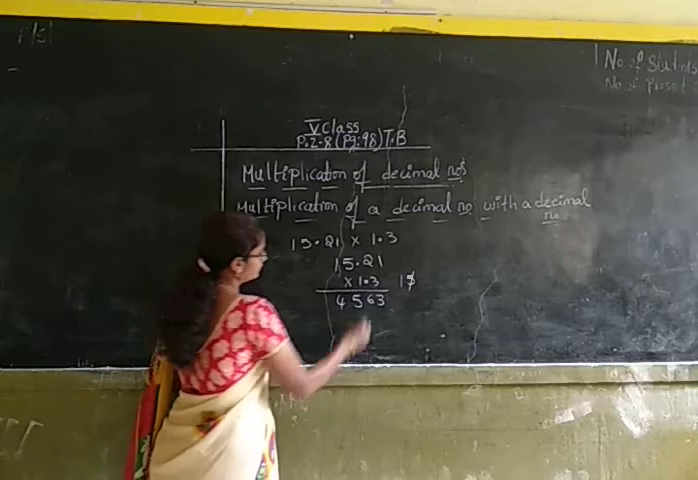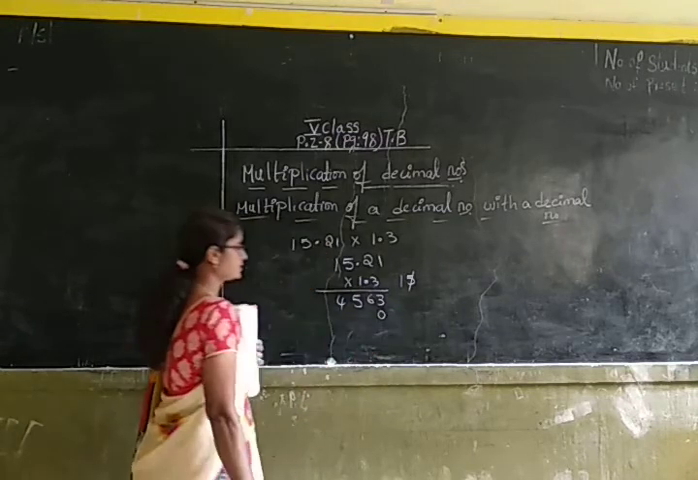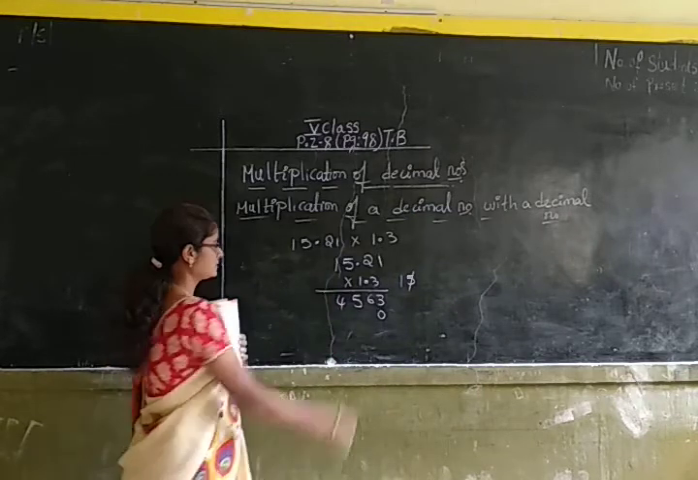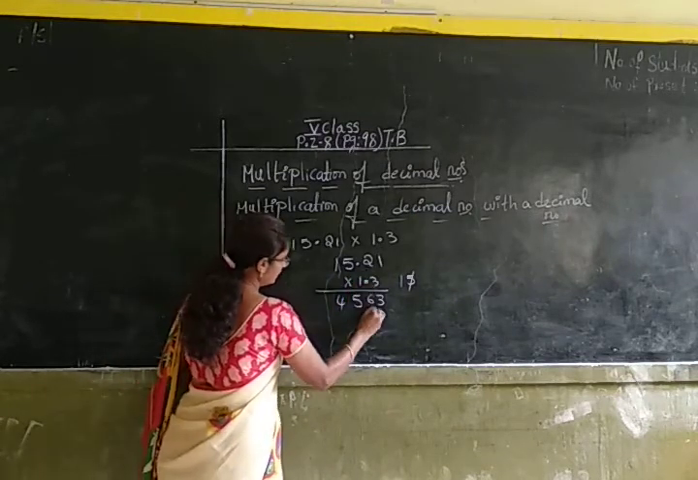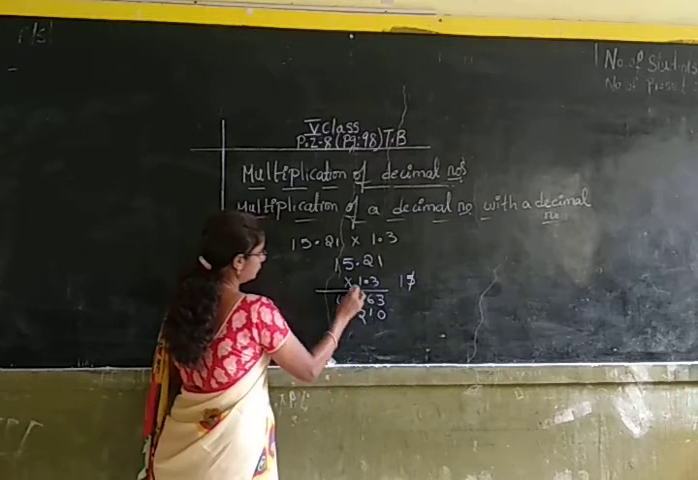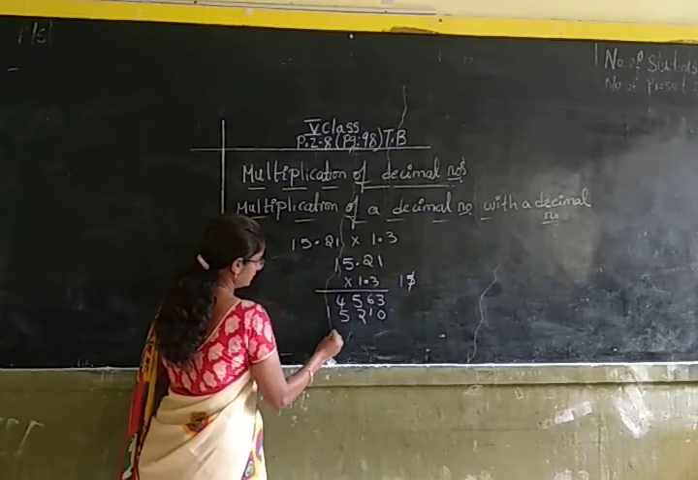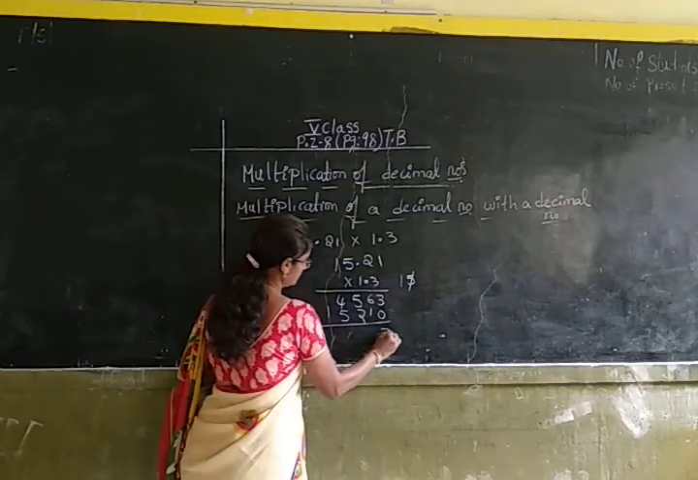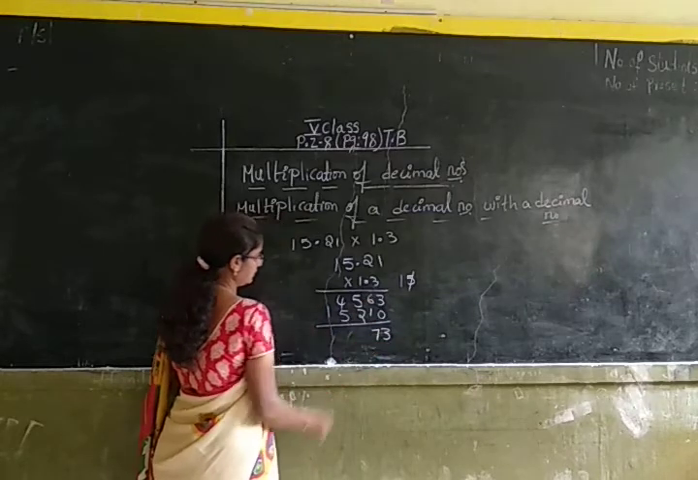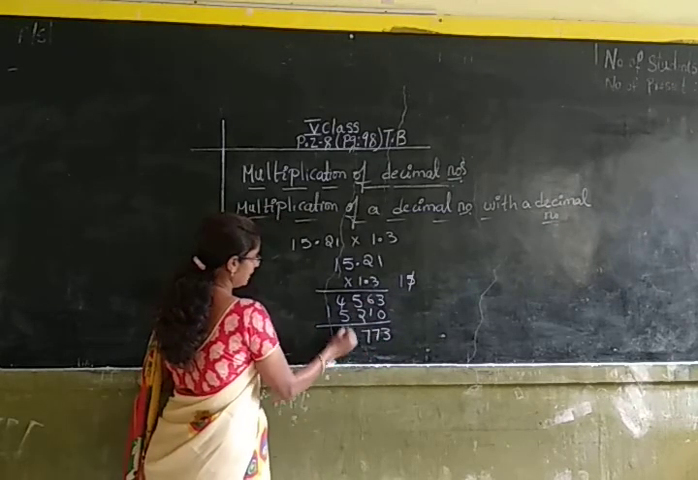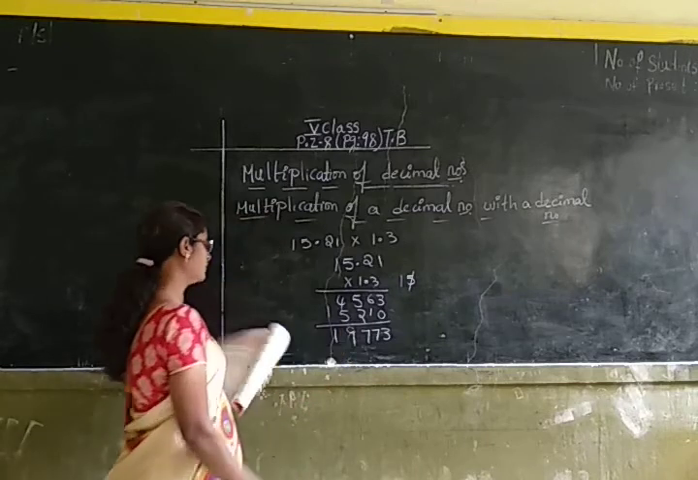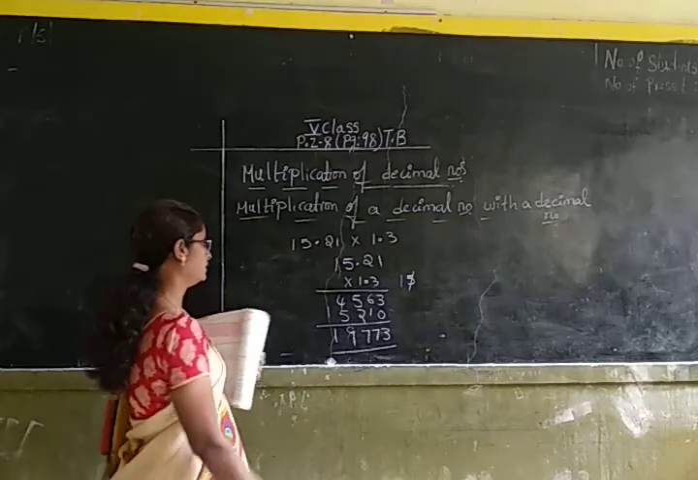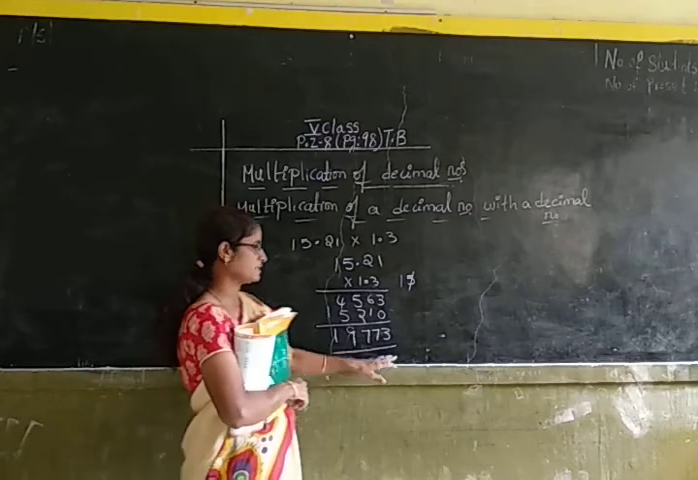Now let us put 0 in ones place and multiply the whole number with 1. 1 ones are 1, 1 twos are 2, 1 fives are 5, 1 ones are 1. Now let us add both the products. Okay children, 3 plus 0 is 3, 6 plus 1 is 7, 5 plus 2 is 7, 5 plus 4 is 9 and 1. So we have got the answer as 19,773.